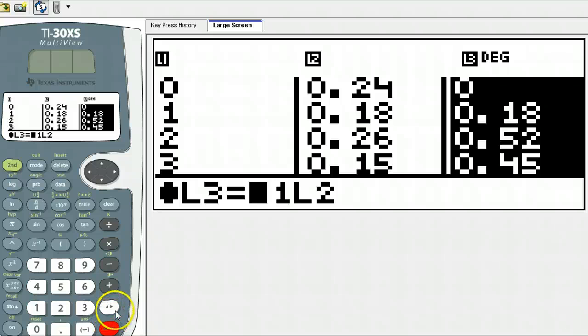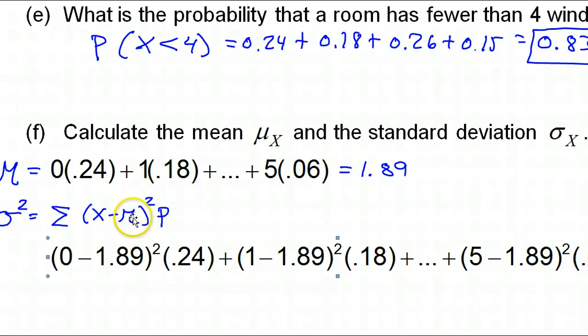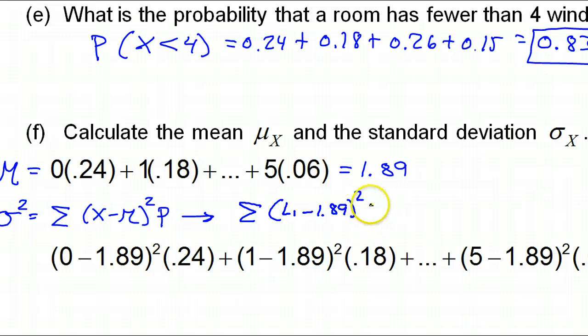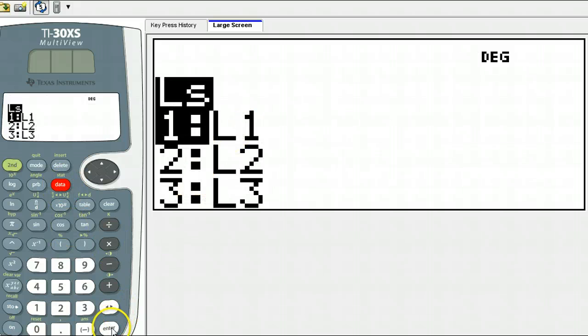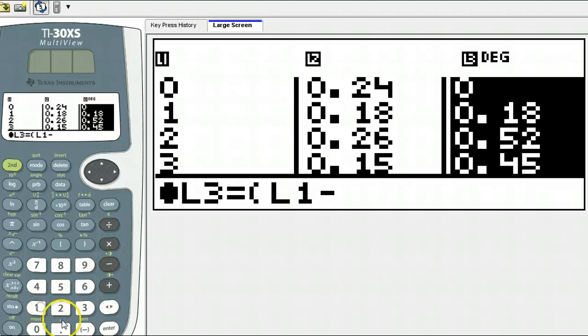So yeah, we'll edit. I'm just going to clear this formula. So instead of just being xp, I'm going to be rocking this formula. I'm going to be doing x minus the mean squared times p, all that. Remember, x is L1. So instead of x, I'm going to be putting L1. The mean is 1.89. And p, all the probabilities are in list 2. Okay, so it's really going to look just like this. So here I'm going to type it in. All right, so it's got to be the x values, which are in list 1, minus the mean, which is 1.89.